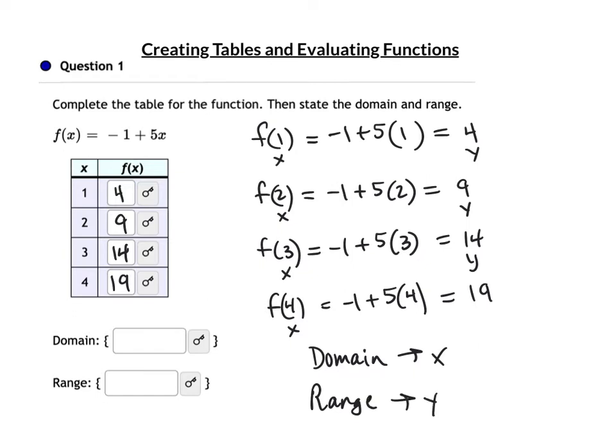So looking at the table, this is the domain, and this is the range. Now, we use set brackets when we write domain and range, but they're already there for us, so we just need to put the numbers in and separate them by a comma. 1, 2, 3, and 4. And then we get 4, 9, 14, and 19 for the range.